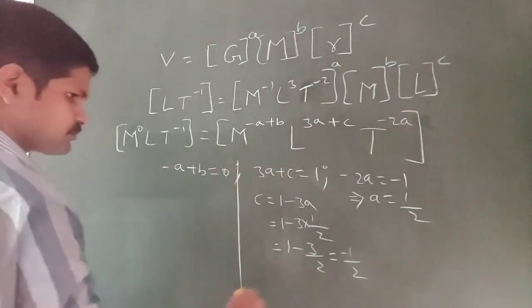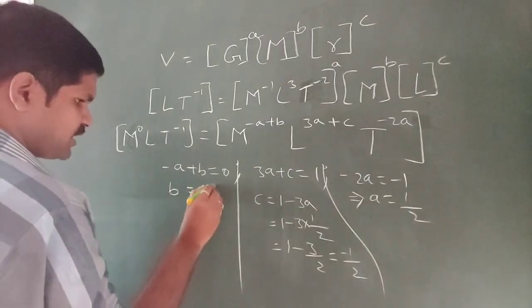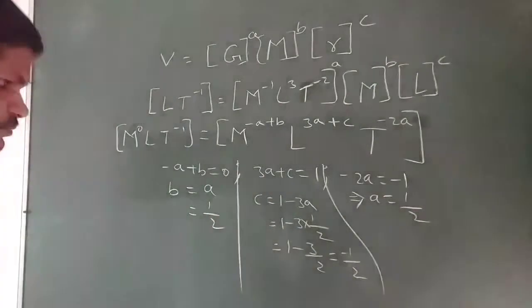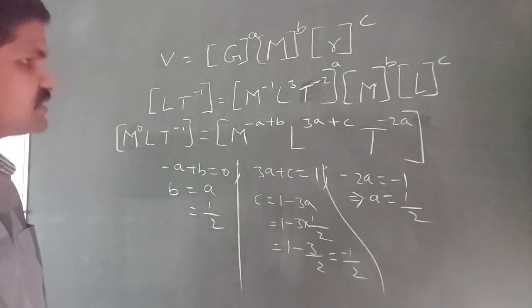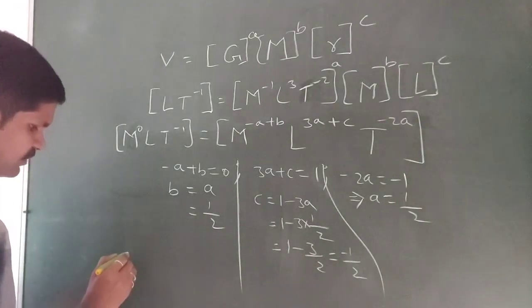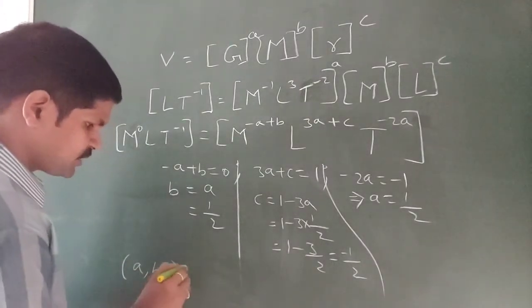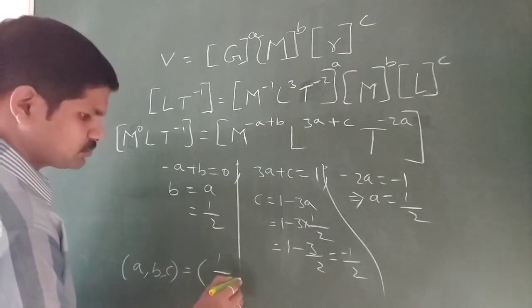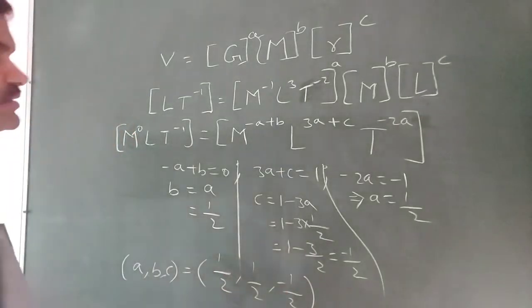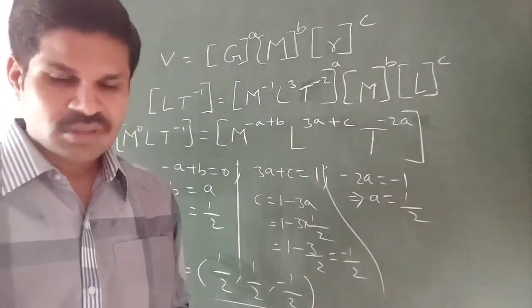And finally, B is simply the value of A, so A and B have the same value, which is 1 by 2. So these are the values of A, B, C. Finally, A comma B comma C is equal to 1 by 2 comma 1 by 2 comma minus 1 by 2. I think it is visible here. So this was an example related to dimensional analysis.